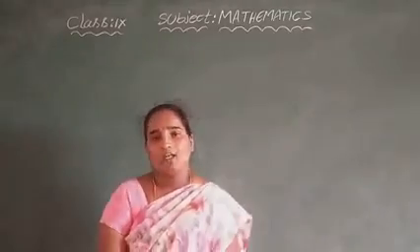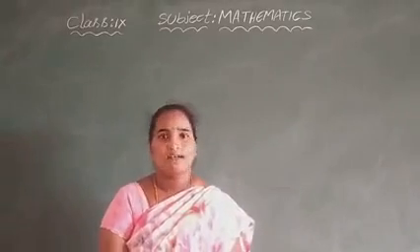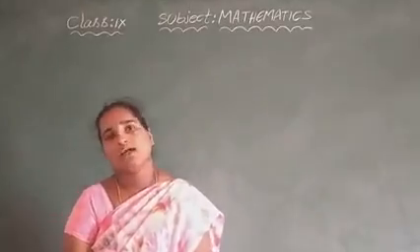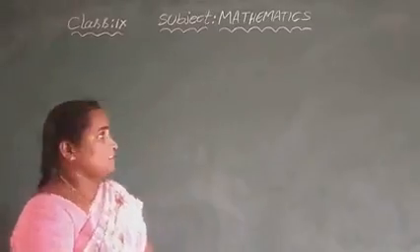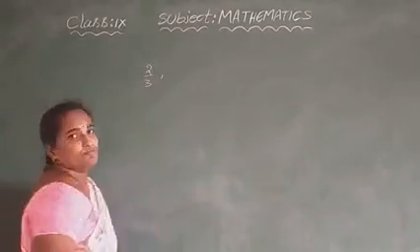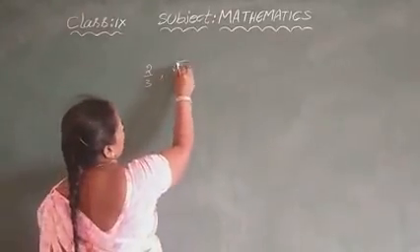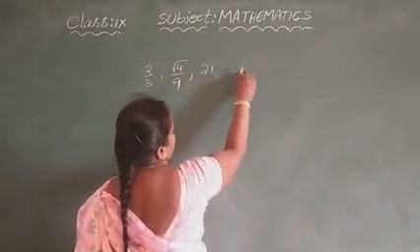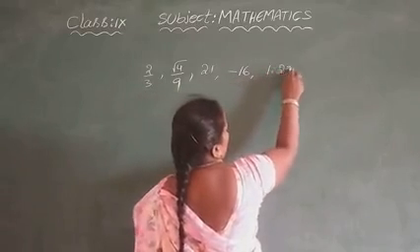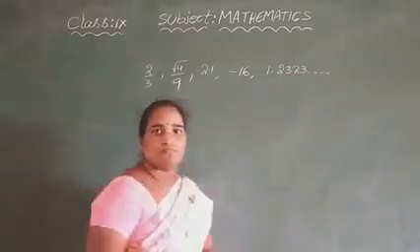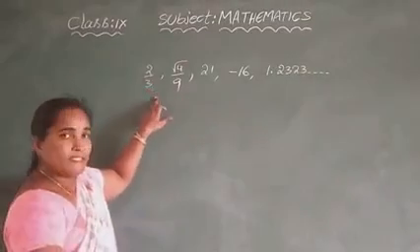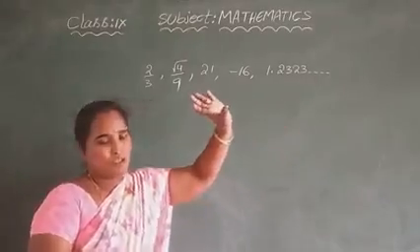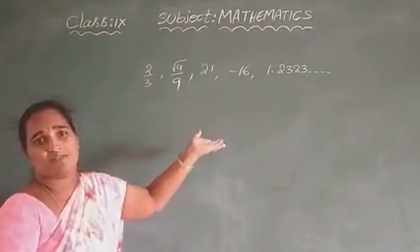By now we know what rational and irrational numbers are. For example, I will take 2 by 3, root 4 by 9, 21, minus 16, then 1.2323 and so on. See here, are these rational or irrational numbers?